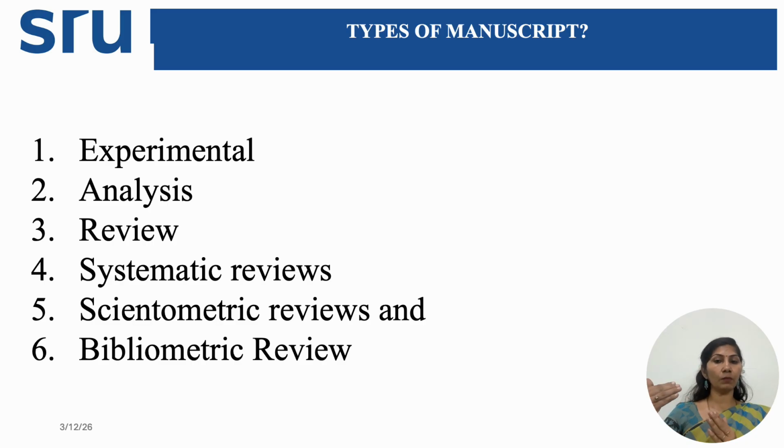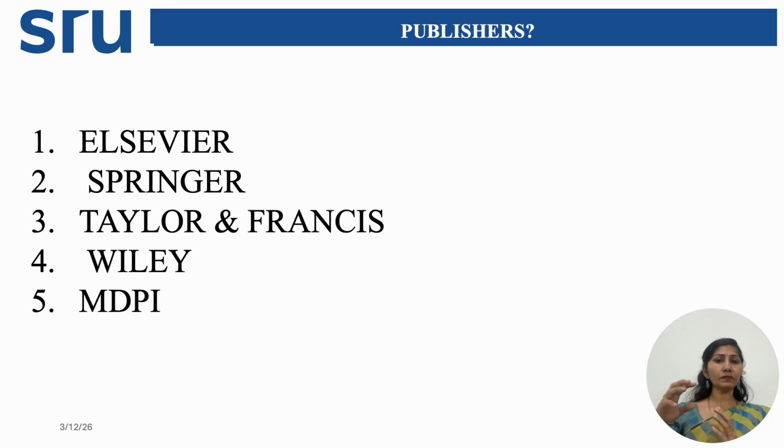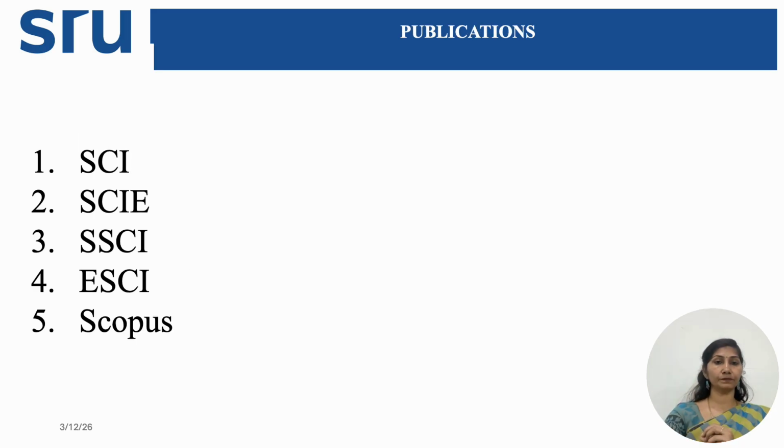So these are some of the types of manuscript available. You have to focus on which type you are going to publish, and in which you are going to start writing it. And these publishers are managed in indexed journals. I think you might know about publishers like Elsevier, Springer, Taylor & Francis, Wiley, MDPI. Not only that, we have IGI Global and so on. So these are the publishers who publish your manuscript.